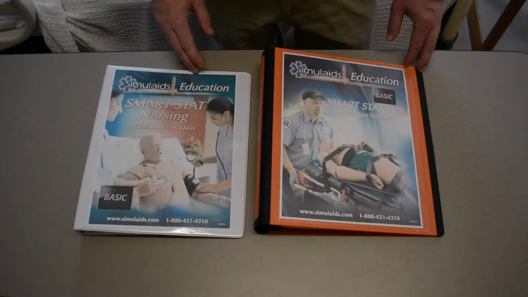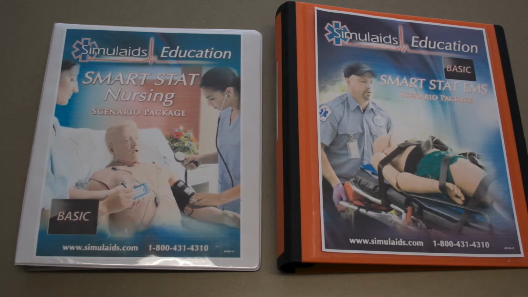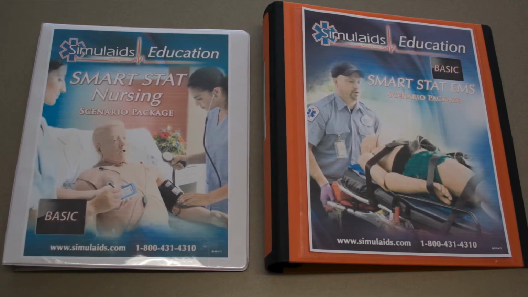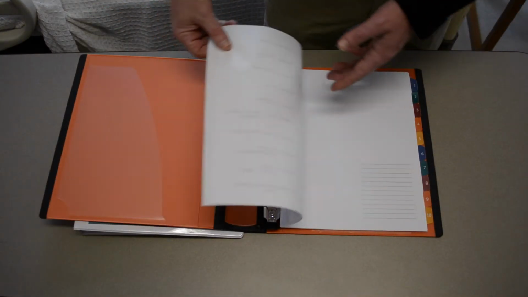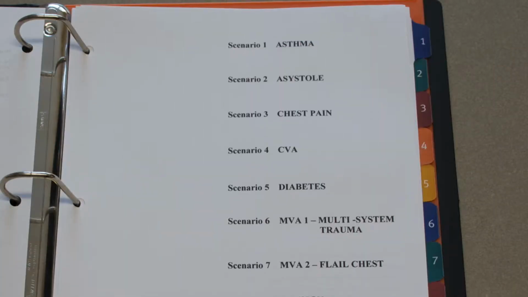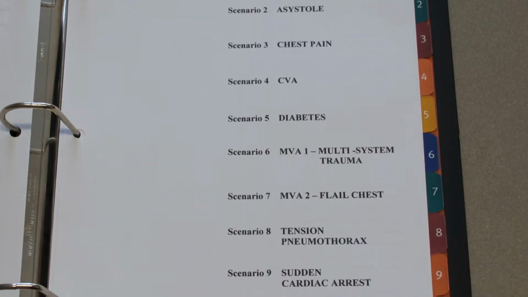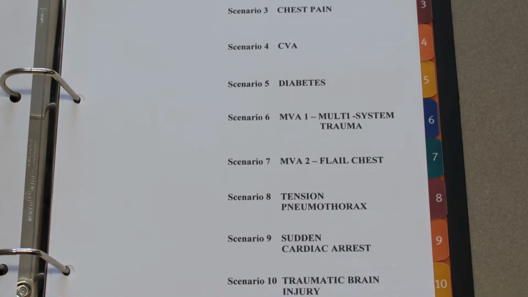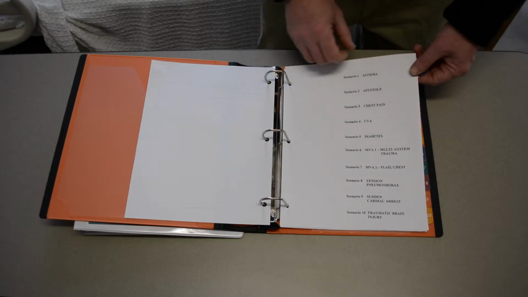Let's take a closer look at the scenario system. The system is identical for EMS and nursing with a few small variations, so we'll take a look at the EMS first. All scenario packages include 10 pre-written scenarios that range in complexity from simple to more complicated, covering a range of conditions.